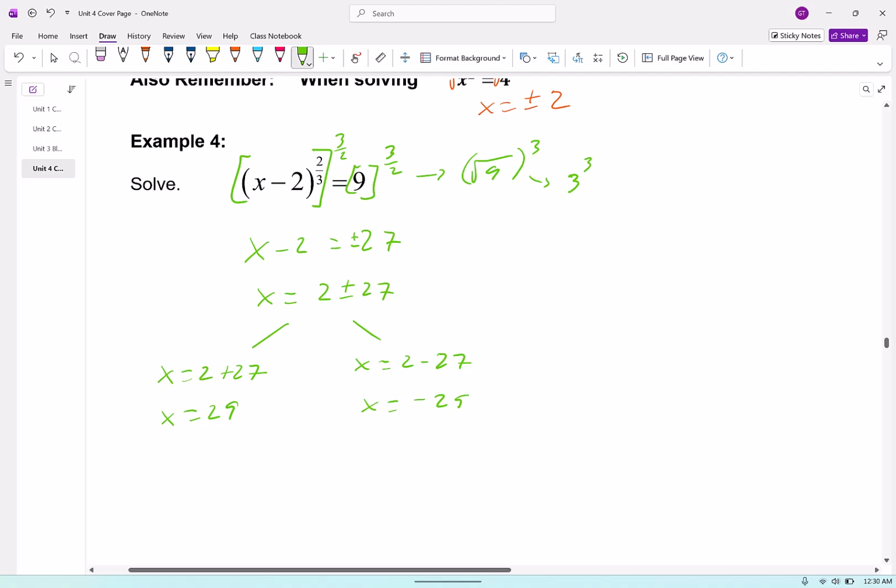Negative 25 minus 2 gives me negative 27, but the cube root of that is negative 3. Then negative 3 squared is 9. So they both end up checking out.